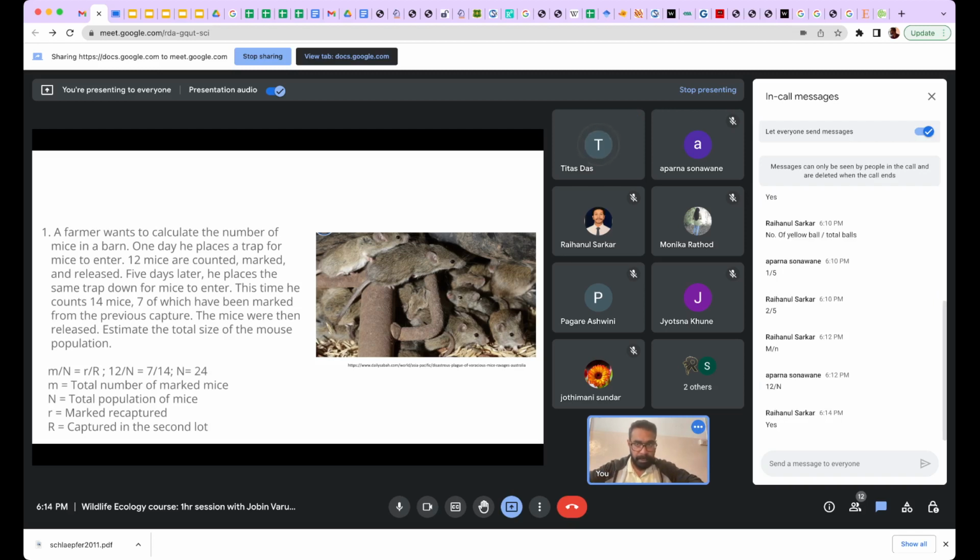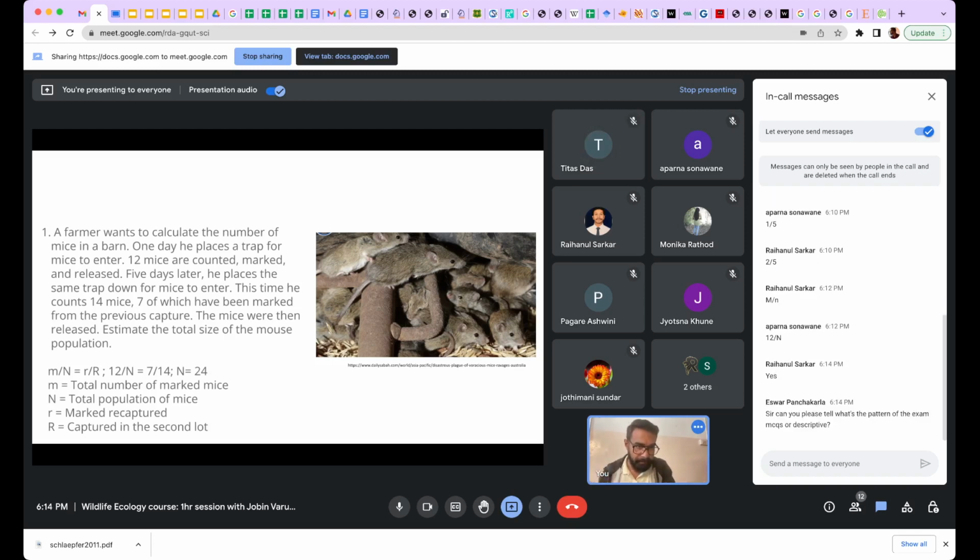Yes, sir. Yeah. So when these mice were caught the second time, can you please tell what's the pattern of the exam? It's all MCQs, Ishwar. There's no descriptive answer. Apparently, that's what Sir told.